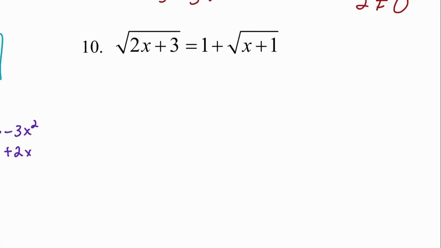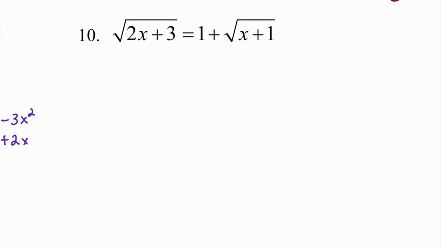All right, last one. So again, we have two sets of radicals here. We already have one isolated. So I'm going to go ahead and start by squaring to get that one canceled out from the get-go. So I'm going to square both sides. So on the left side, the square and the square will cancel, and I'll get 2x plus 3, which is nice.